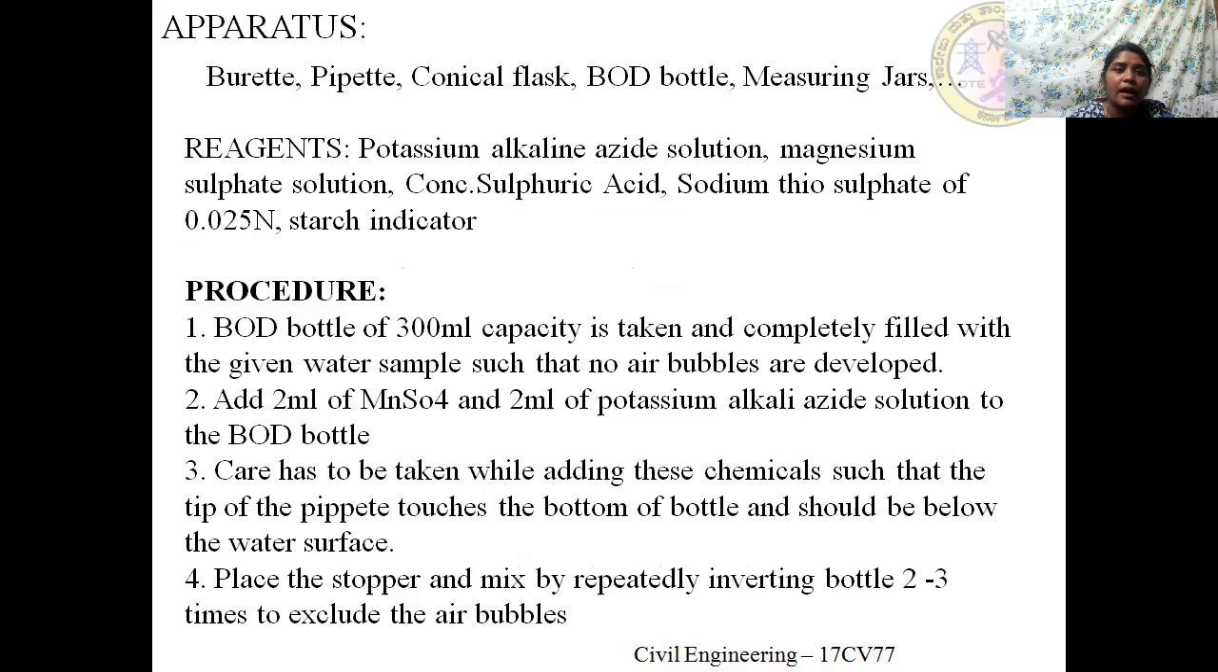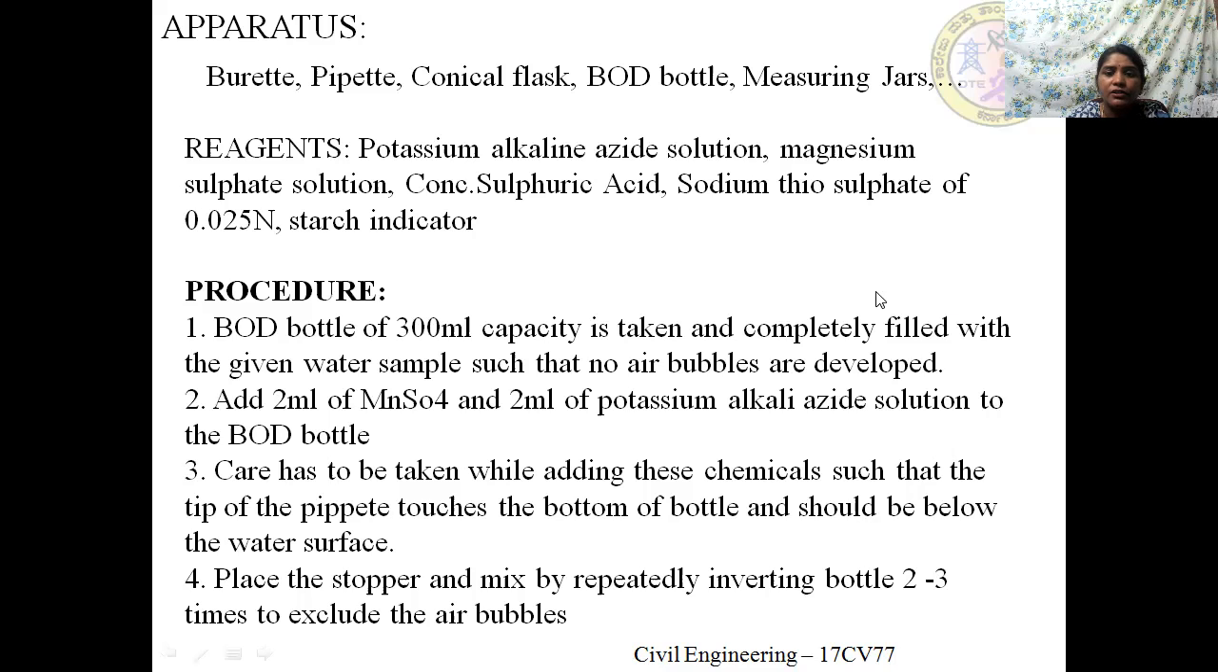Moving on to the apparatus which is required to perform this experiment, we need burette, pipette, conical flask, BOD bottle, which is very important, and measuring jugs. The reagents required are potassium alkaline azide solution, magnesium sulfate solution, concentrated sulfuric acid, sodium thiosulfate of 0.025 normality, and starch indicator.